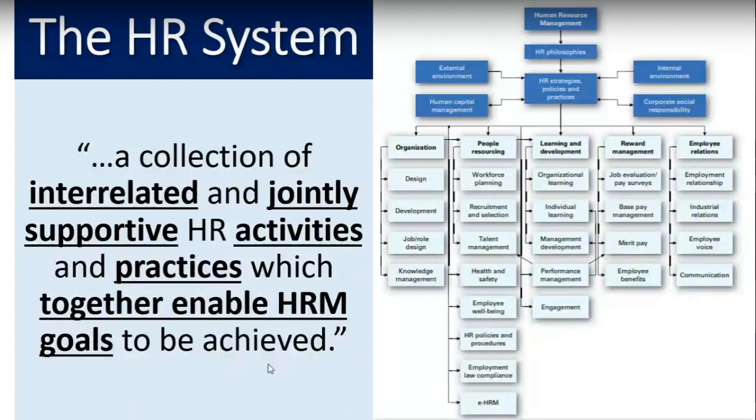Then this is the HR system that you also see in the textbook. Here in the textbook, the HR system is a collection of interrelated and jointly supportive HR activities and processes, which together enable HRM goals to be achieved. Now, in the book, from the human resource management system, you have human resource philosophies. The human resource philosophies are the underlying assumptions that guide our HR practice as an organization. Then from the philosophies, you come up with your strategies. It informs your strategies, your policies, and your practices. Then under there, you see organization, people resourcing, learning and development, reward management, and employee relations. Now, these are the things that form the totality of the HR function, and you need to get familiar with them.